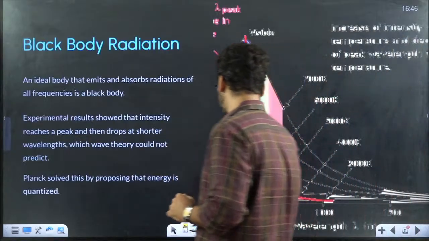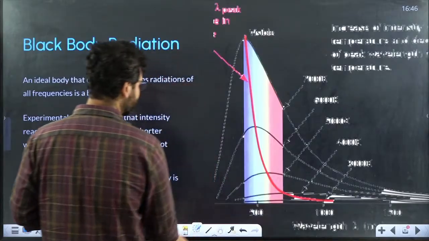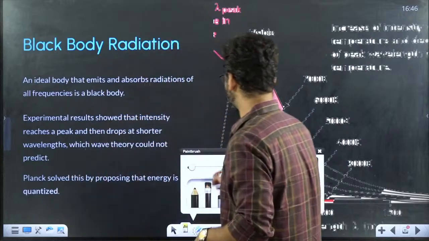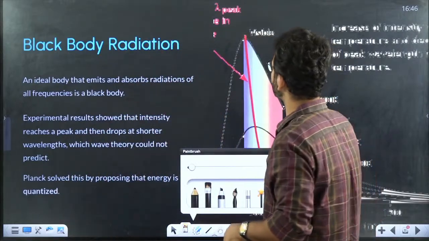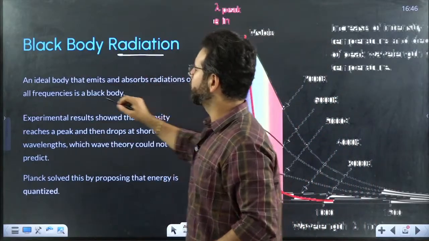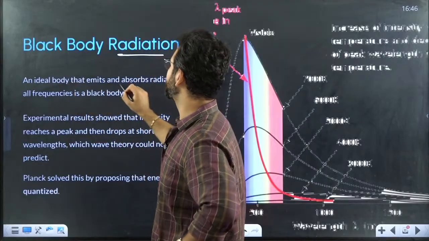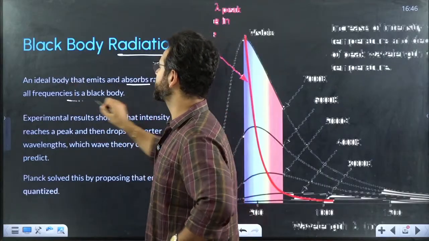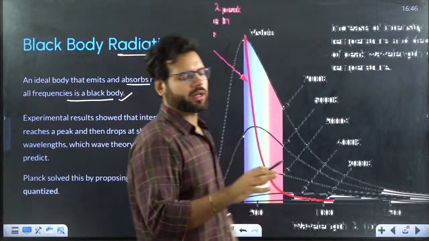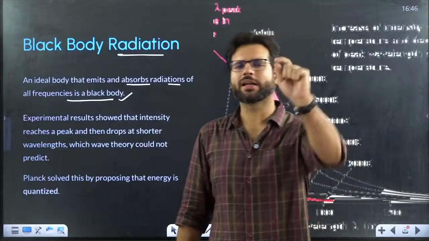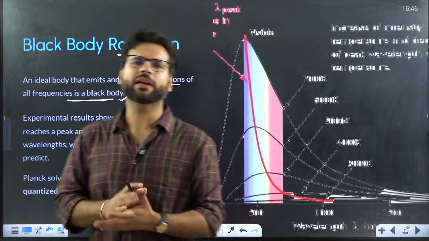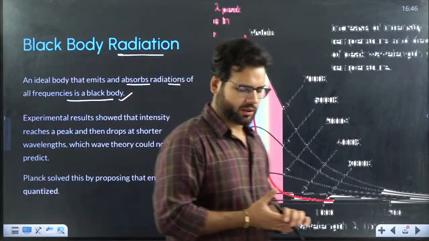This is how the graph of black body radiation looks. You can ignore this part for now, because it is not very visible right now. The colors got changed. Black body radiation. What is an ideal black body? An ideal body that emits and absorbs all radiations of all frequencies is called a black body. Whenever we shine light on a body and it absorbs everything, it will look completely black to you. So a black body is a perfect absorber of all lambdas and a perfect emitter of all lambdas.